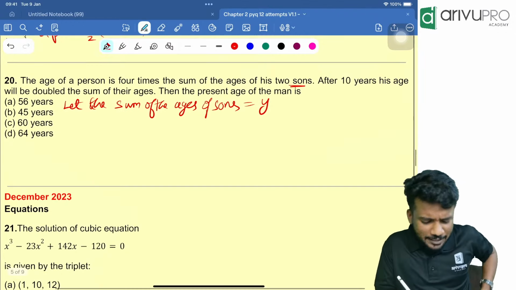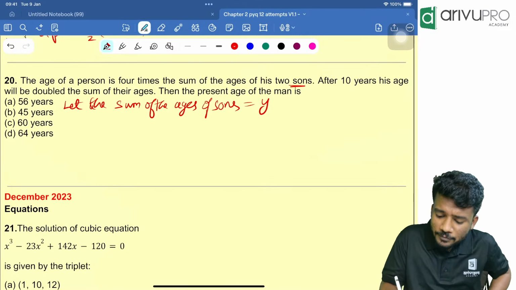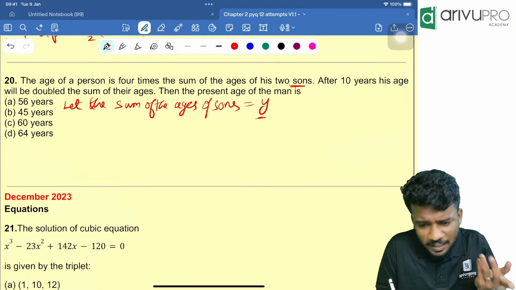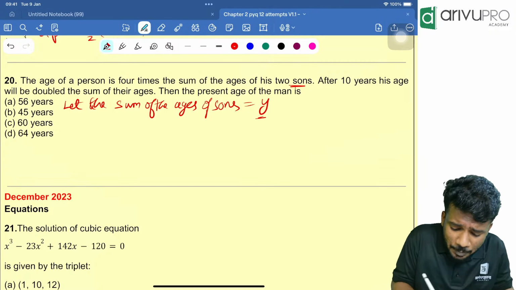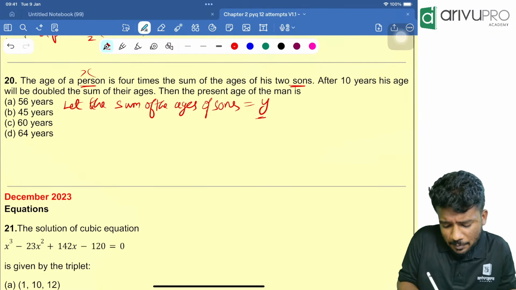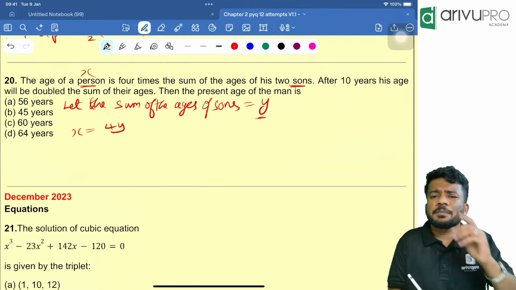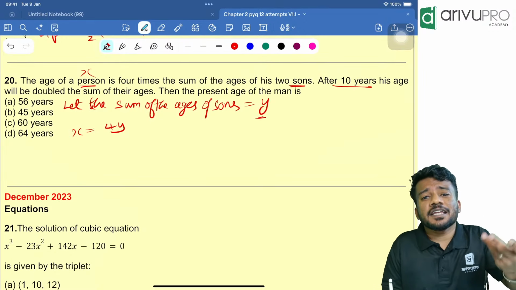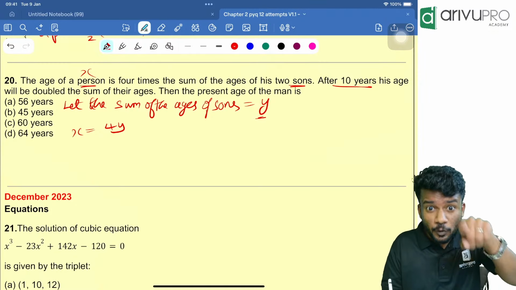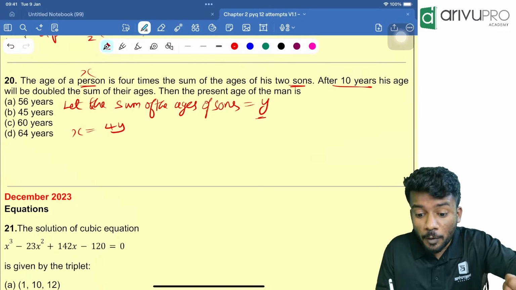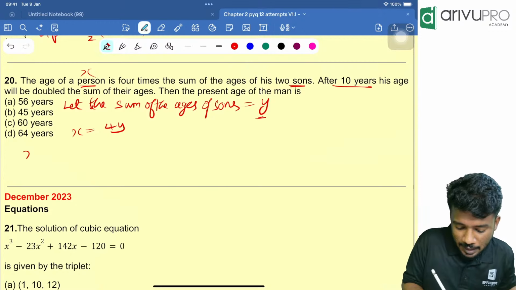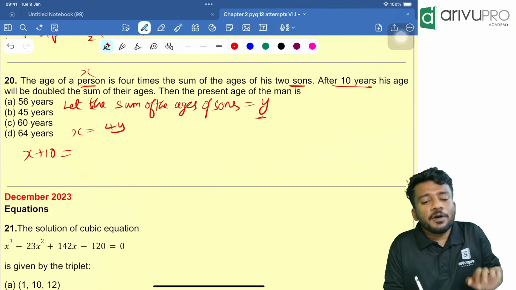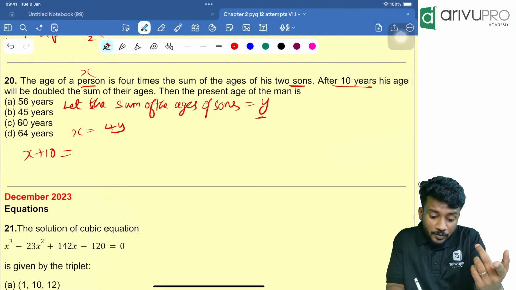The age of a person is 4 times the sum of the ages of 2 sons. That means the sum of the 2 sons' ages we are taking as Y. Then the age of the person we will take as X. That means X is equal to 4Y. Then what else is given? After 10 years, if your age is X, how much will be your age? X plus 10, which will be double the sum of the ages of their sons.